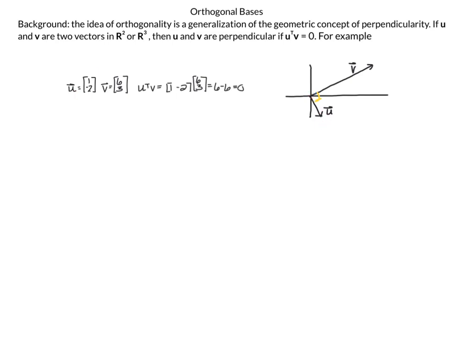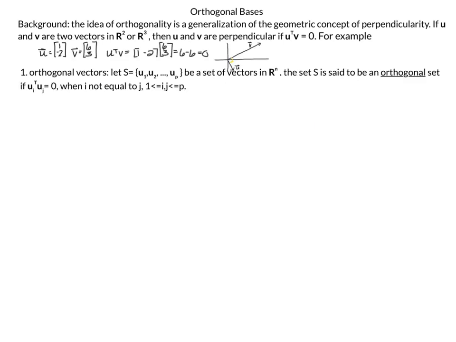So for example, if I have the vector u equal to 1, negative 2, which I've drawn here, and the vector v, which is 6, 3, which I've drawn over here, then u transpose times v gives 6 minus 2 times 3, which is minus 6, so I get 0. This is how in vector calculus we proved that vectors were perpendicular. We took the dot product and saw that it was 0.